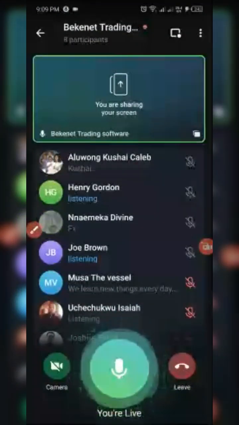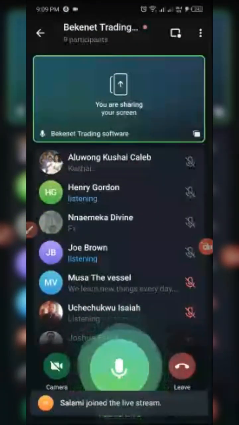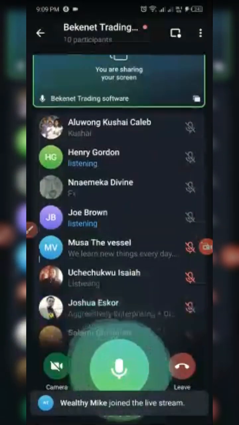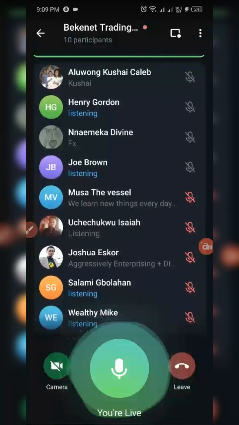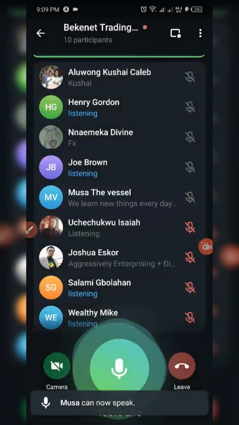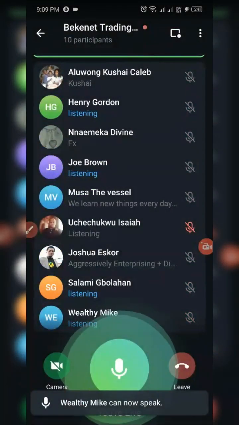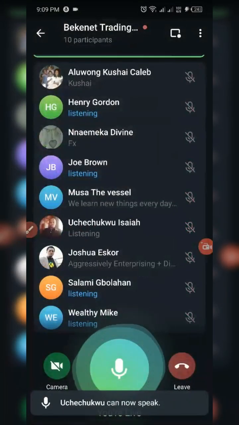I'll go back to the Telegram group so that I can ask you if you actually understood what I've just done before we move on, because it's very simple. It's not rocket science. All the new guys that are here, do you understand it? If you don't understand it, feel free to ask any question. This is the only thing you need to do to make money with this app.